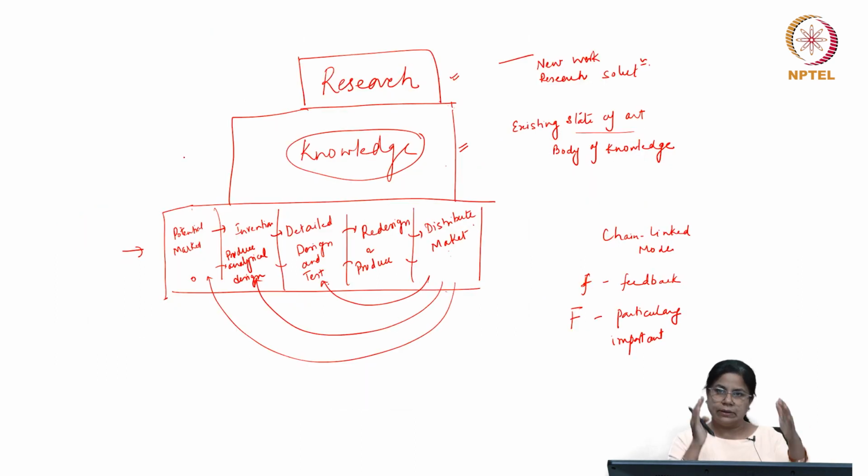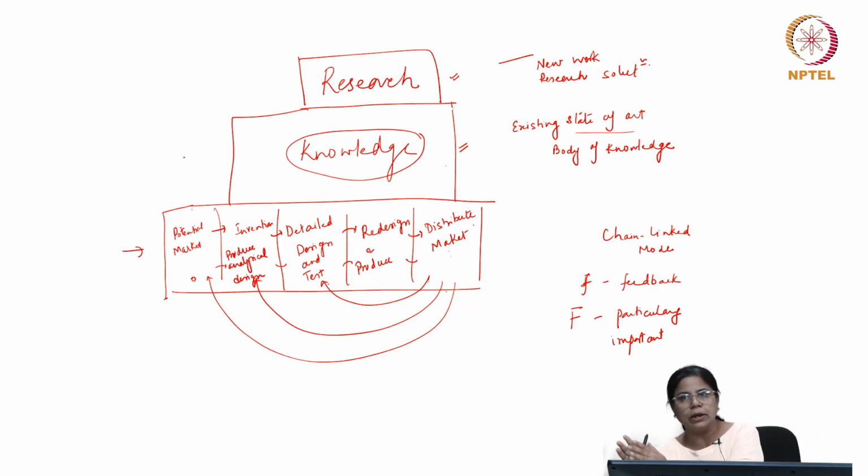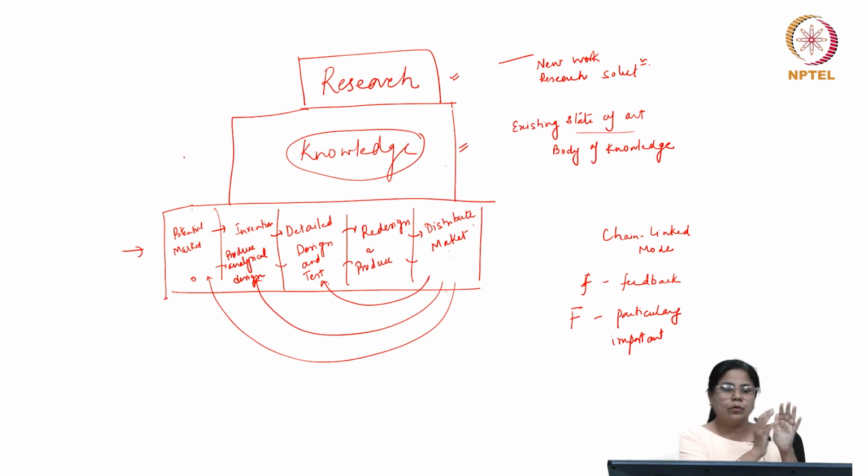So what we did, we started with, let us say, a base model, whereby we had the research at the top, we had the knowledge. The knowledge was essentially about the existing state of the art or the body of knowledge which exists at that point of time, and then we have these 5 major important steps through which innovation, or you can say research now, translates into a product which can reach the masses. So what are those different steps? There is a potential market, invention and production of the analytical design, detailed design and testing, redesigning and production, and finally the distribution in the market.